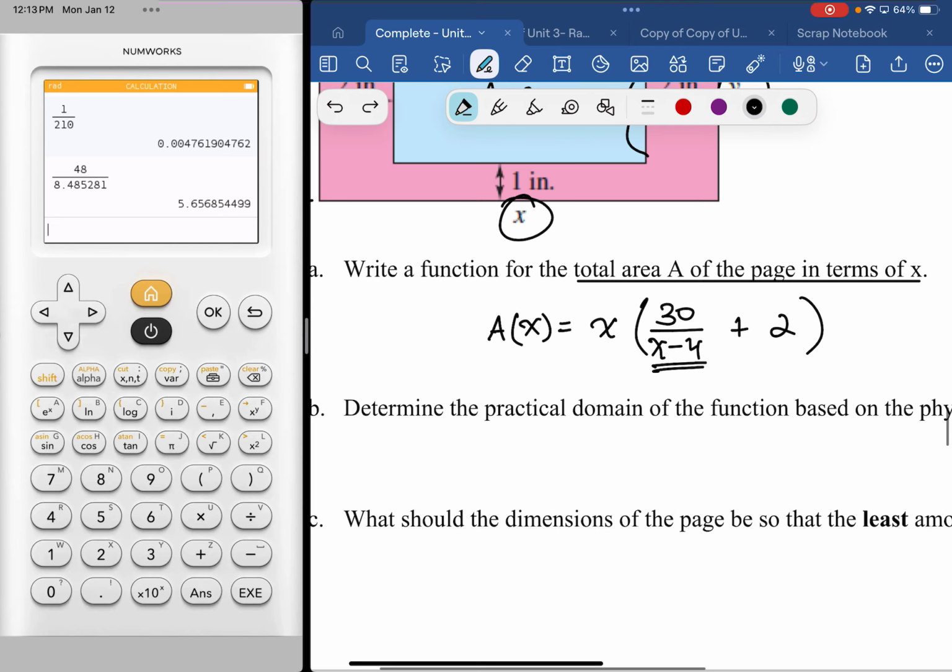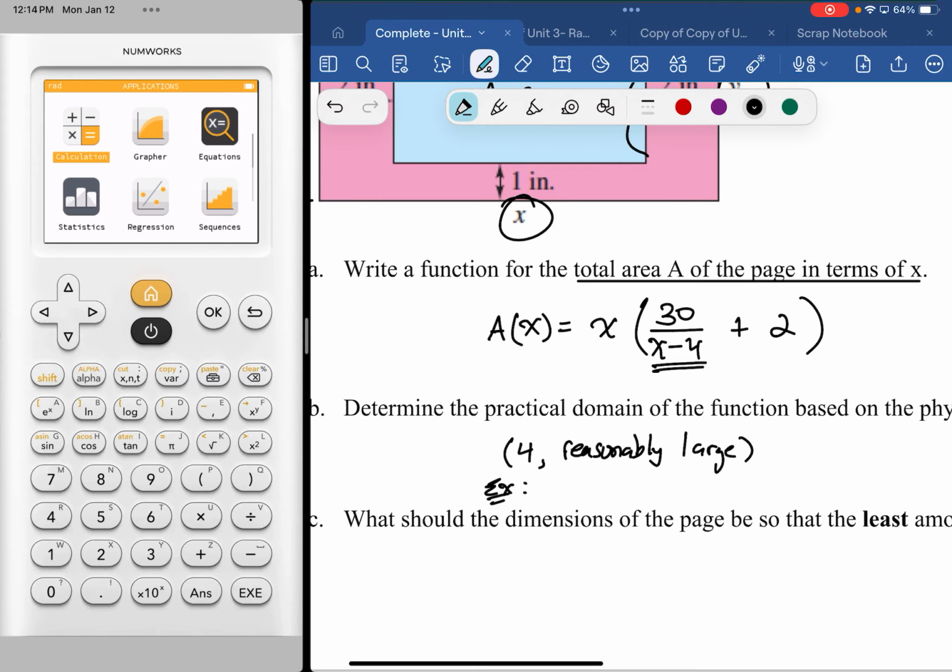So my practical domain would start off with some value bigger than 4, and yes, some reasonably large number. Now, I'm writing reasonably large, and then I'll throw an example in there of what would constitute reasonably large. If you just give me parentheses 4, comma, and then actually give me a reasonably large value, then you're fine. So if you go 4 to 10, 4 to 20, whatever, that's fine. We're just not saying 4 to infinity because that's not practical. That's one of the important takeaways here.